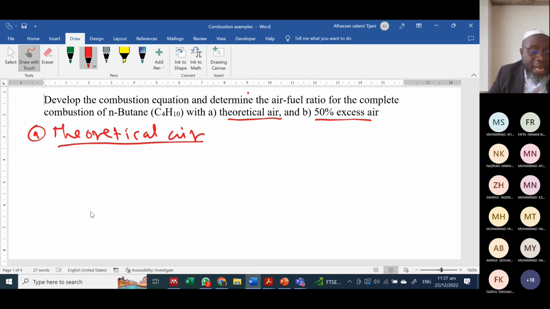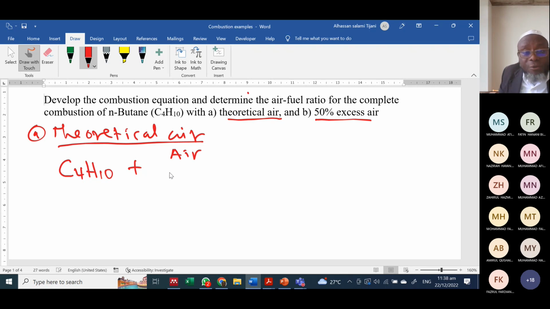Sorry, the nitrogen in the air will just come out like that without participating in any reaction, okay? So when we say theoretical air, it is the exact amount of air which is necessary for the complete combustion. So we're going to write down the equation. We have C4H10, this is the fuel, plus air. So the air is this.